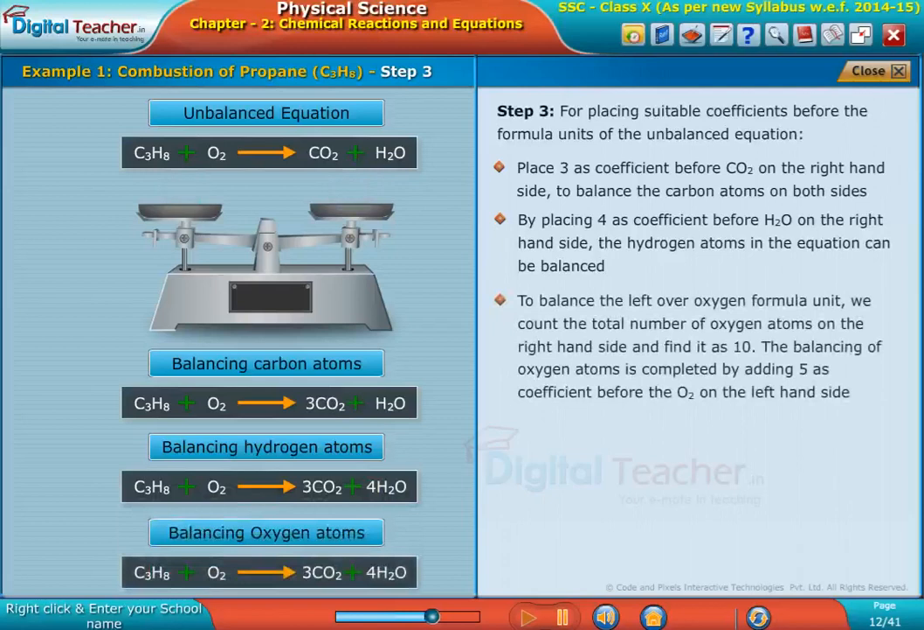To balance the leftover oxygen formula unit, we count the total number of oxygen atoms on the right hand side and find it as 10. The balancing of oxygen atoms is completed by adding 5 as coefficient before the O2 on the left hand side.